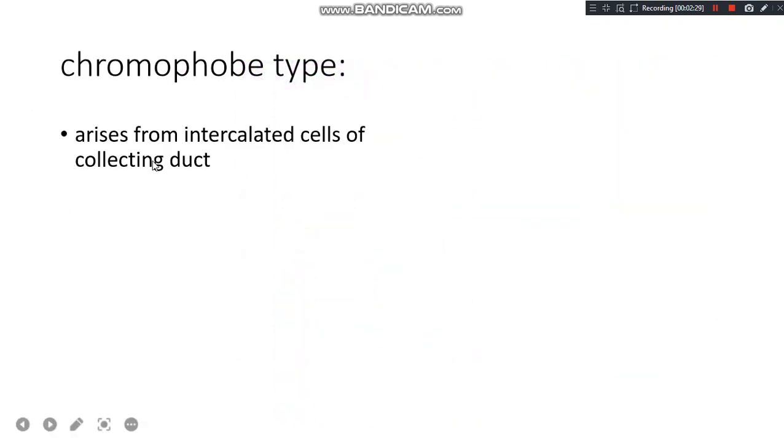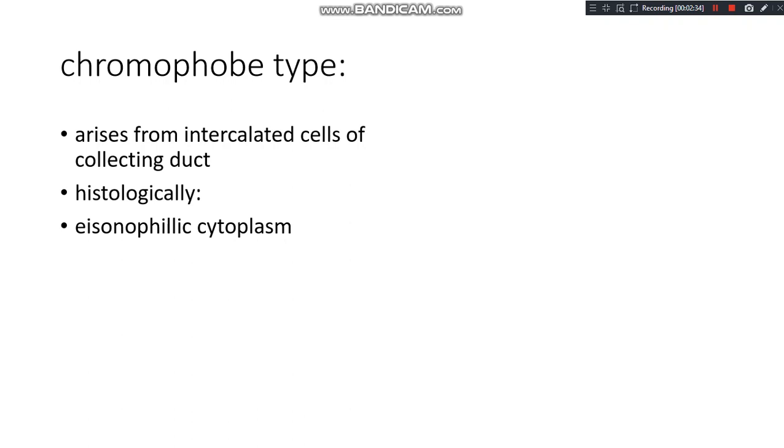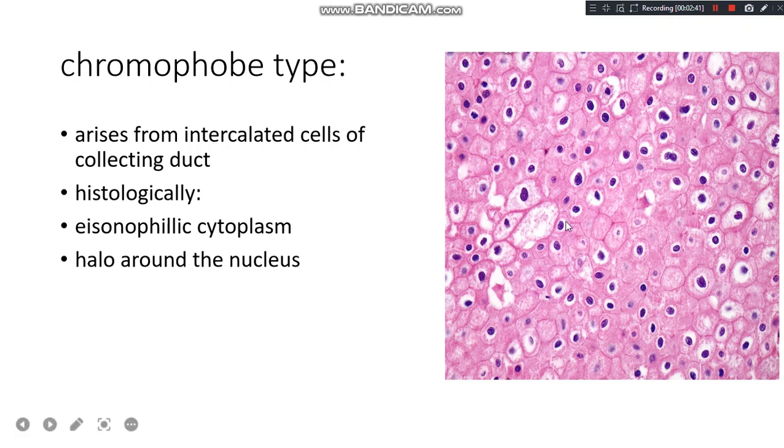Now it arises from the intercalated cells of the collecting duct. Histologically, you will see eosinophilic cytoplasm and halo around the nucleus. So this is eosinophilic cytoplasm and these are the halos around the nucleus. So this is the histological appearance of chromophobe type.